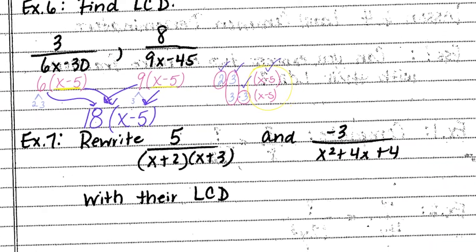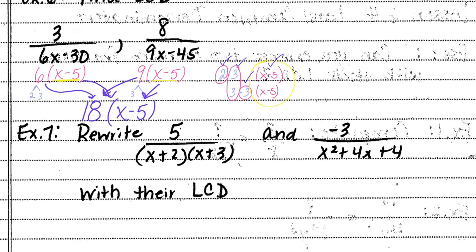All right, the last thing we're going to do is look at this one. It's a little bit more difficult because they want us to rewrite the whole thing. So the left side, 5 over x plus 2 times x plus 3, is already factored for us. Don't touch it if it's already in those perfect little binomials. On the right side, I know that I could factor this. What are the factors of 4 that add up to be 4? x plus 2, x plus 2. Now we could write that as x plus 2 squared, but I like to see it that way, as x plus 2, x plus 2.